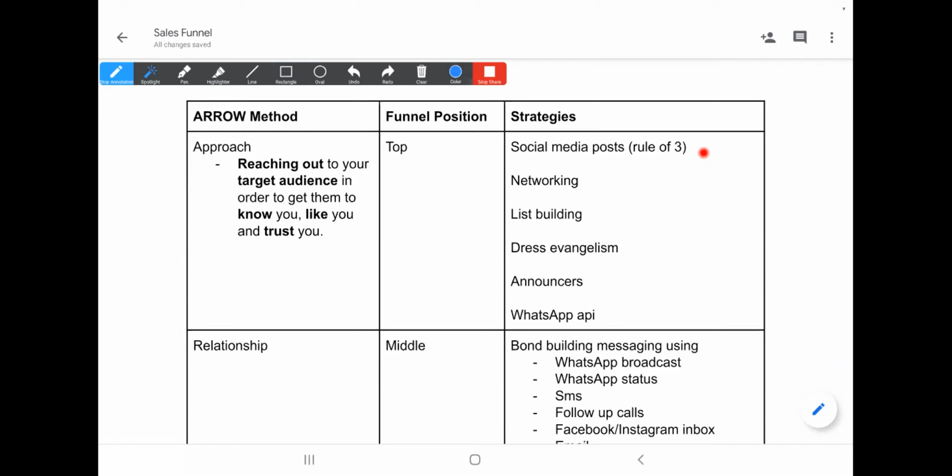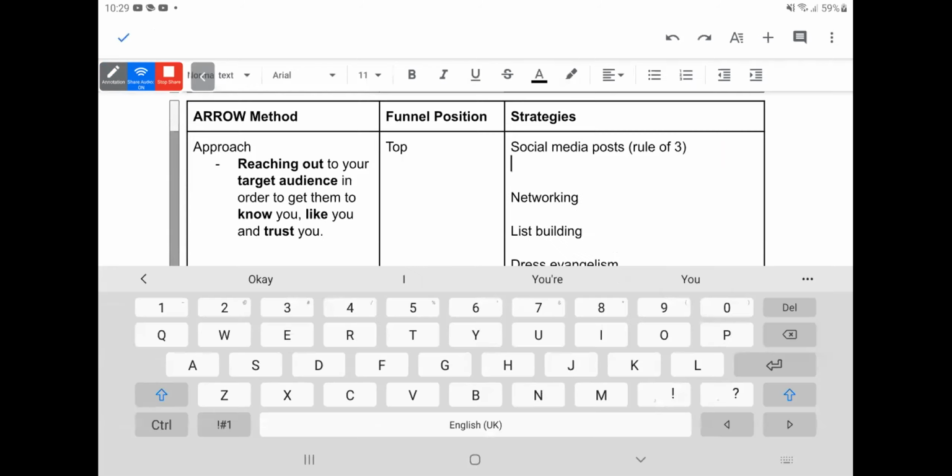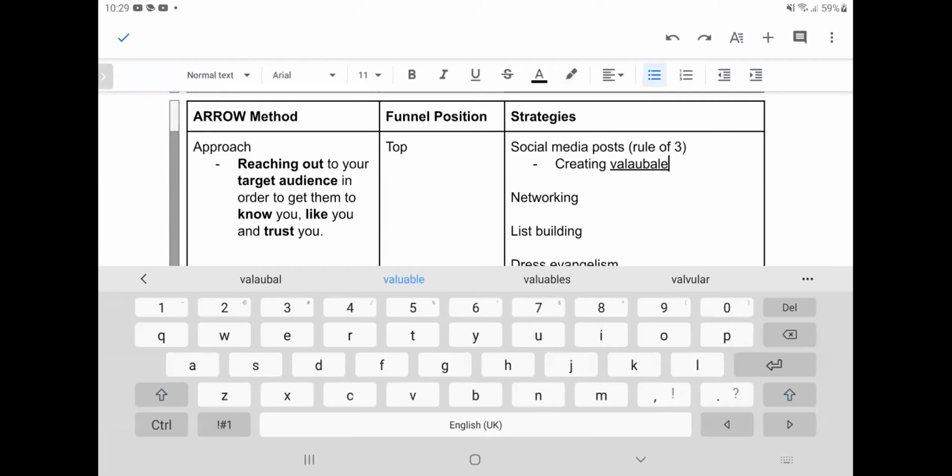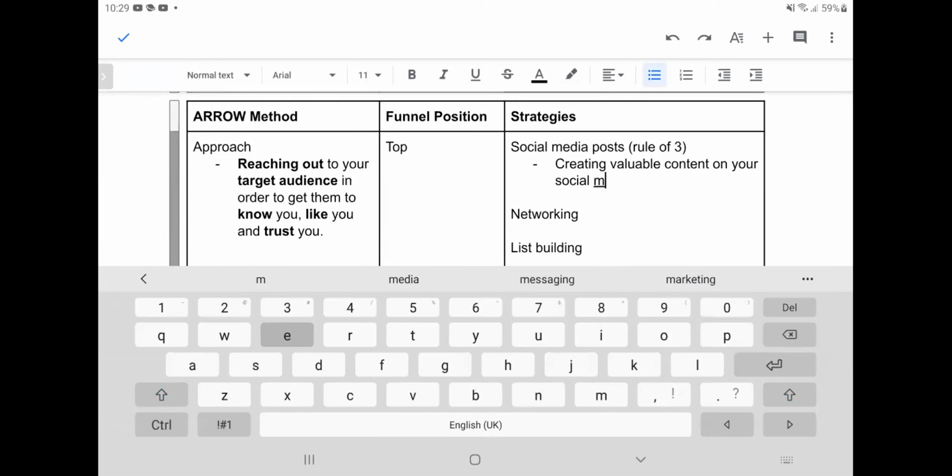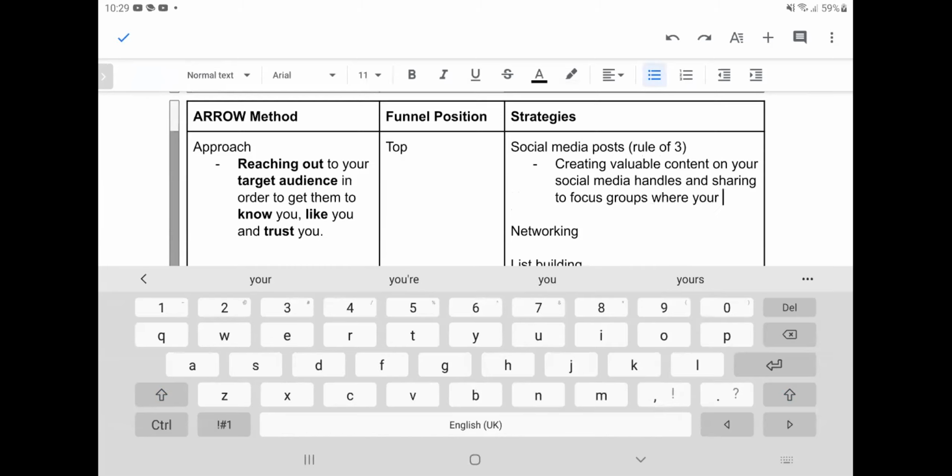So that means creating valuable content. So let me add that to this: creating valuable content on your social media handles and sharing to focus groups where your target audience can be cultivated or found.